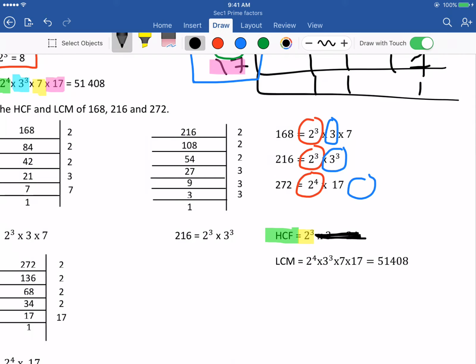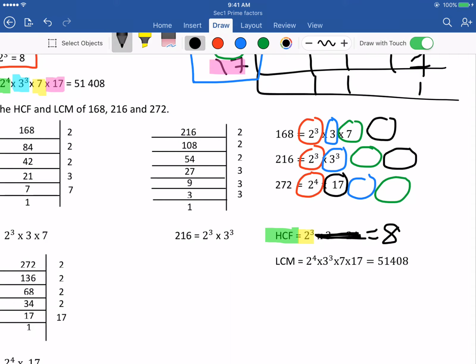Now we compare base 7. This base 7 here, any base 7? No, no base 7. So we take nothing. Okay, the last one, this 17. Is this base 17? Any base 17 here? No. Any base 17 here? No. So we take nothing instead. So what's the HCF? The HCF will just be 2 to the power 3, which is equal to 8 here.